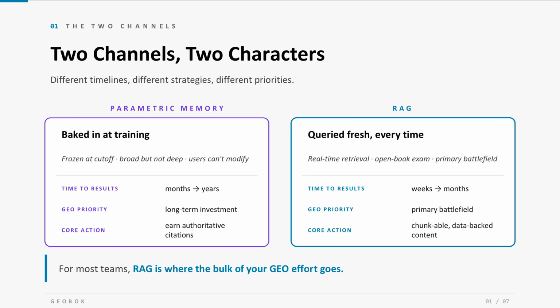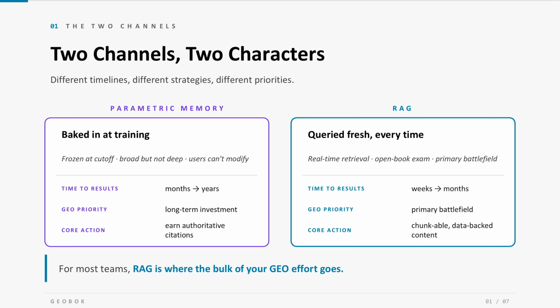Parametric memory is baked into the model at training time, like decades of reading, accumulated into common sense. 3 characteristics. 1. Frozen at cutoff date. 2. Broad, but not deep. 3. Users cannot modify it in real time. Time to results, measured in months to years. Primary strategy: get cited by independent authoritative sources consistently across time.